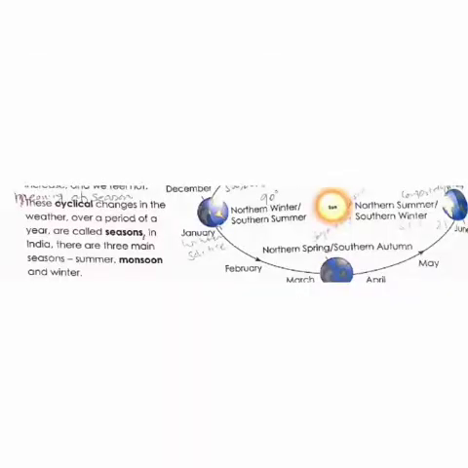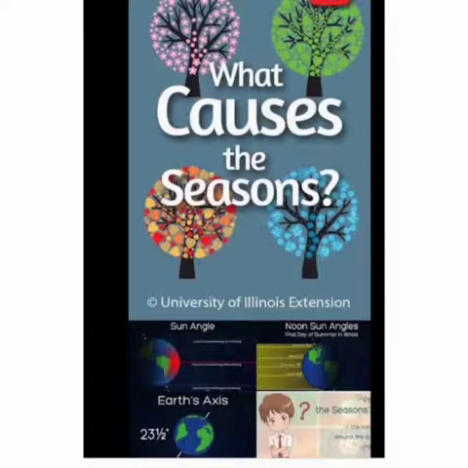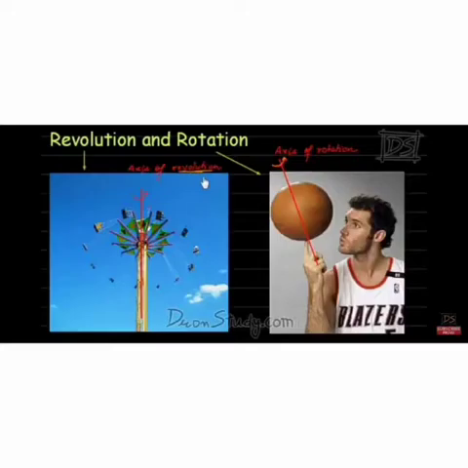So these cyclical changes in weather over a period of years are called seasons. Cyclical means repeatedly. So in India, we have 5 seasons: summer, winter, monsoon, spring and autumn. So children, here what are the causes for seasons? Here they are the two movements of our earth, rotation and revolution.